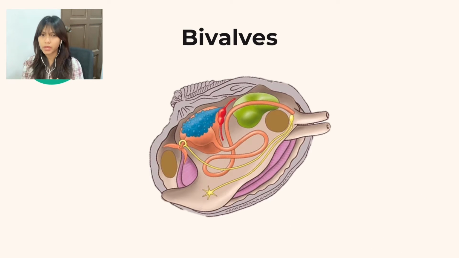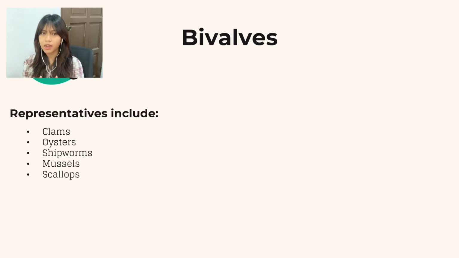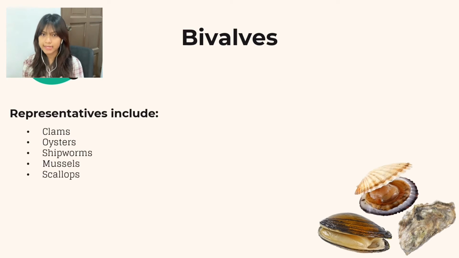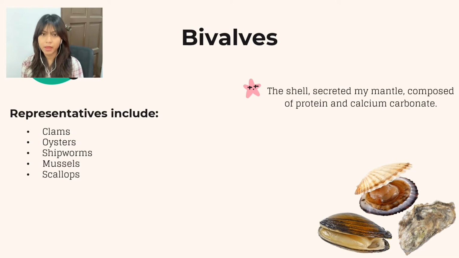Moving on to bivalves. Some of the examples are clams, oysters, and scallops. These are the seafoods that we usually eat at the restaurant, by the sea, or a hotel buffet. The shell that is secreted by the mantle is composed of protein and calcium carbonate. They have an open circulatory system.